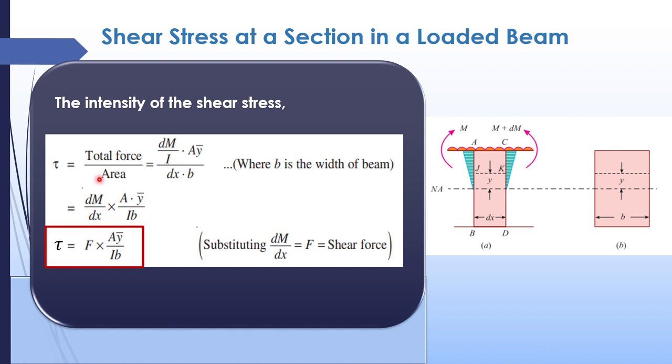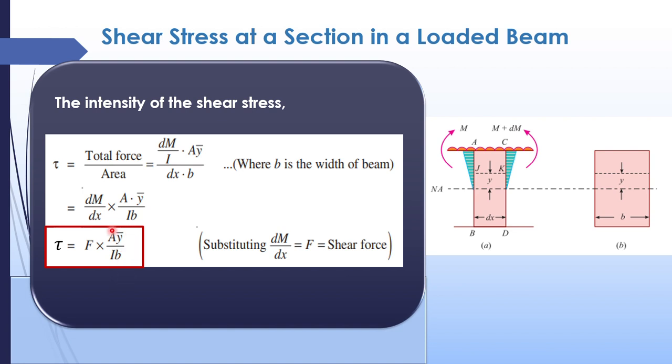Dm by dx is nothing but bending moment per unit distance. Bending moment by distance will give you force. So tau is equal to force into A y bar by I b. This is the major equation to find the intensity of shear stress along the length of a beam. Tau is equal to F into A y bar by I b.